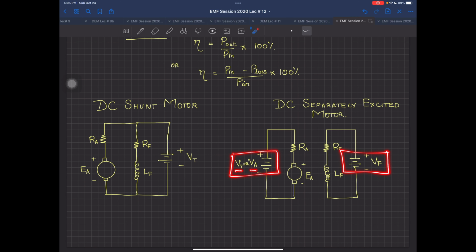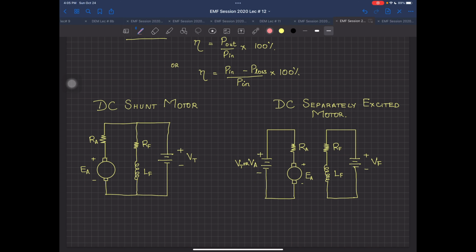One is called VT or VA, actually the main supply voltage, because the main current is going to flow here, and VF is going to be a little small voltage, as in our lab, it's just 150 or 200 milliamperes. So the only difference in these two is actually the use of two supplies. Here there is only one supply.